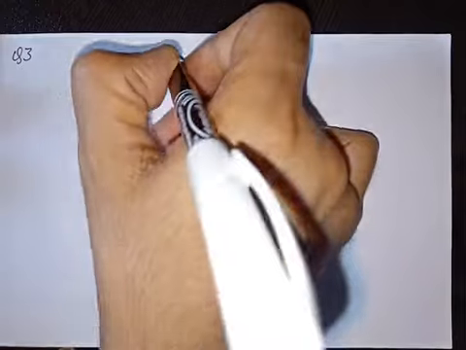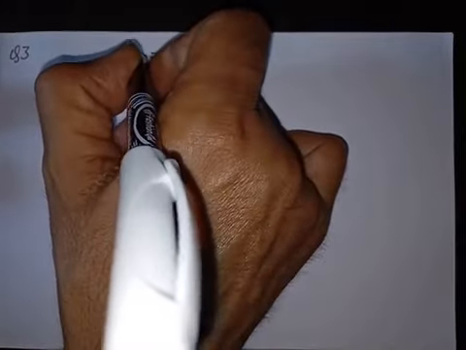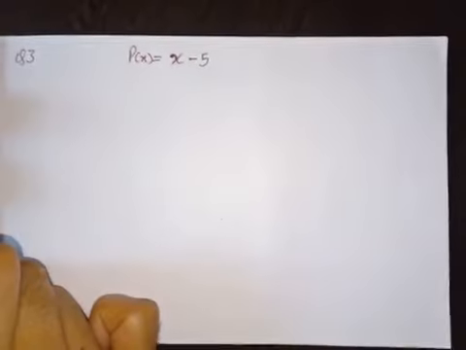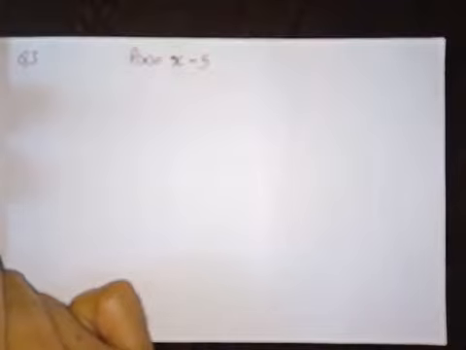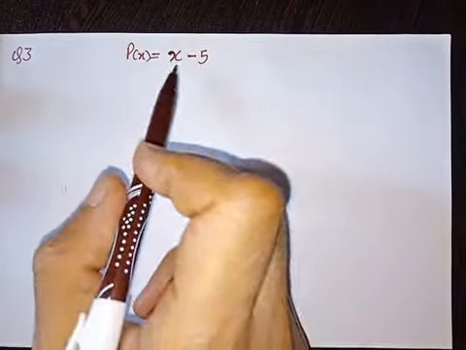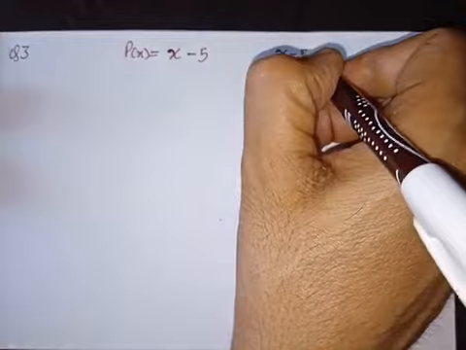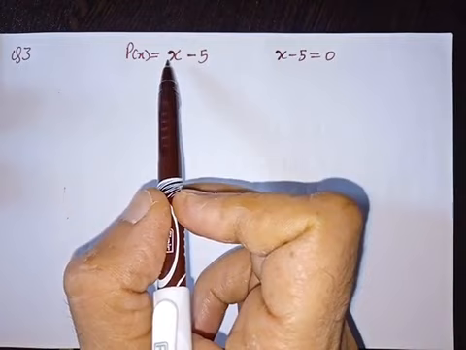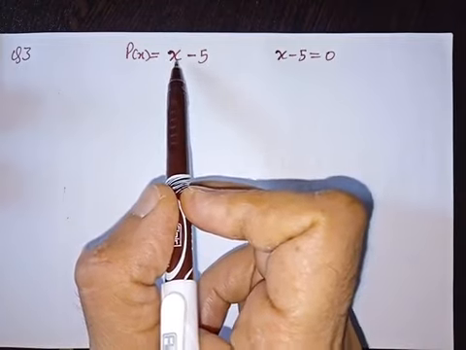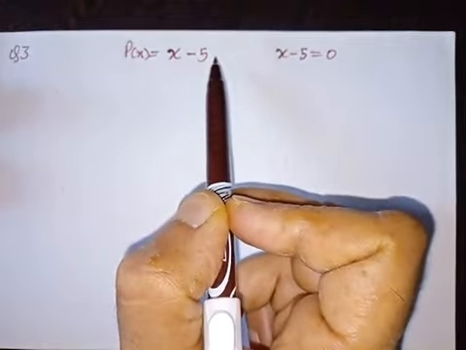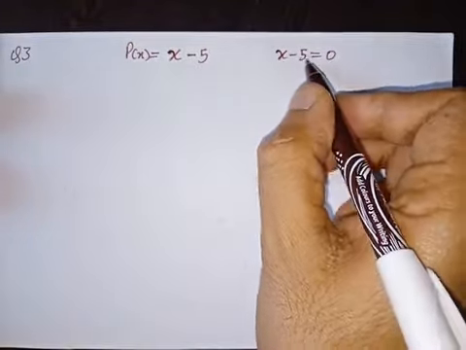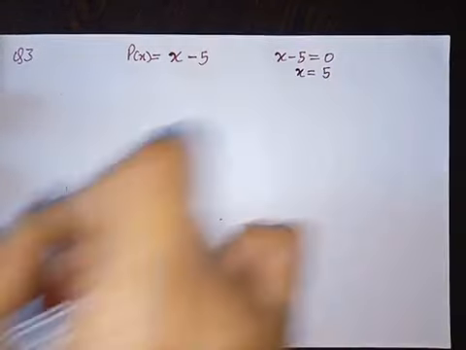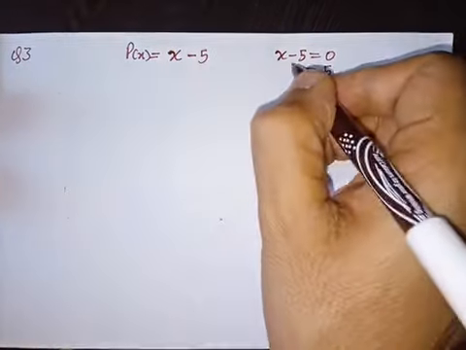Now let us take an example of a polynomial P(x), and the polynomial is x minus 5. Now what will be the zero of this polynomial? The zero of this polynomial will be when x minus 5 becomes 0. That is, the zero of a polynomial will be the value of x which makes this polynomial equal to 0. For that, let us equate this polynomial equal to 0, and on solving it, we get x equals 5. That is, 5 is a zero of the polynomial.